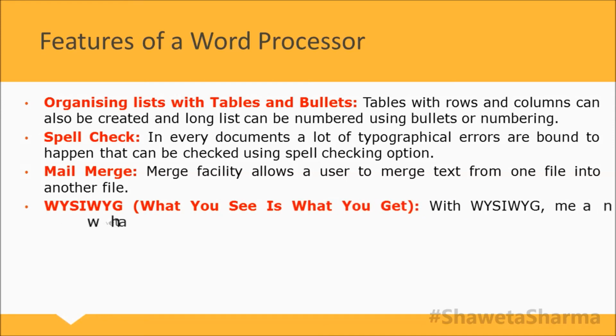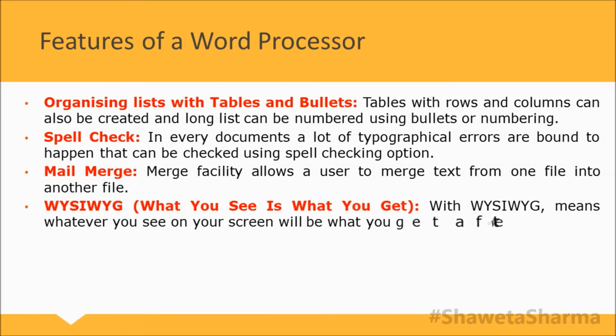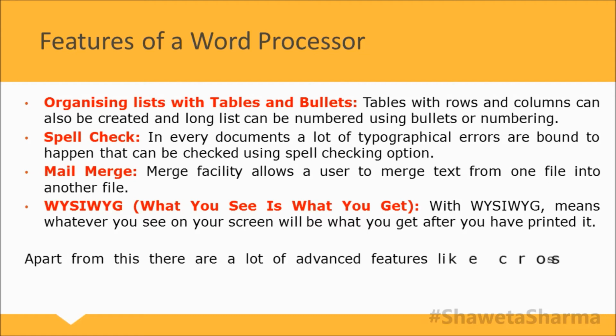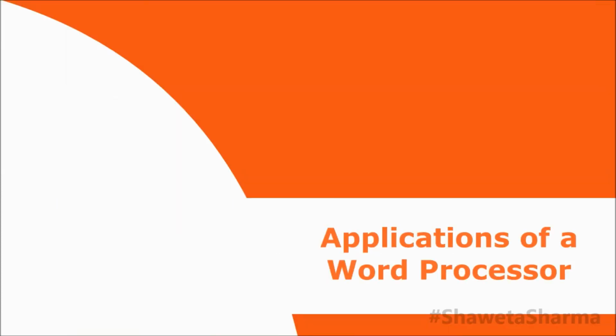So last one is what you see is what you get. What you see is what you get means whatever you see on your screen will be what you get after you have printed it. Apart from this, there are a lot of advanced features like cross-referencing, footnotes, macros, etc.